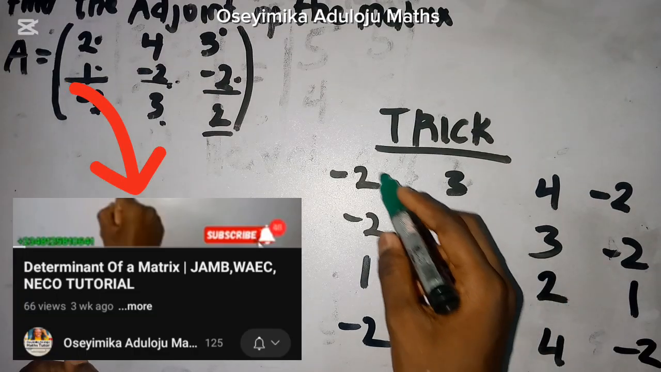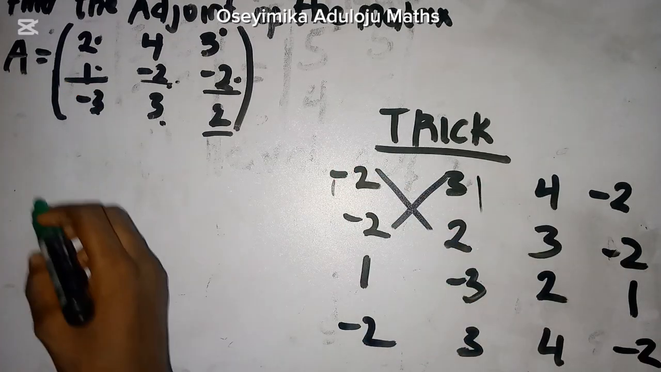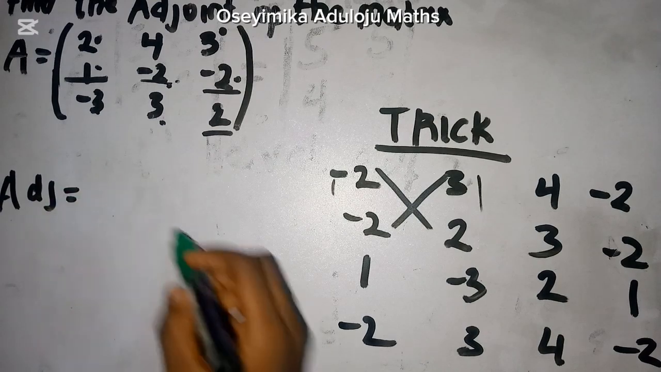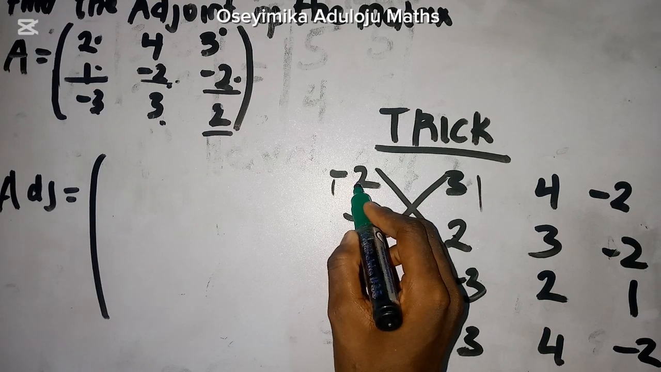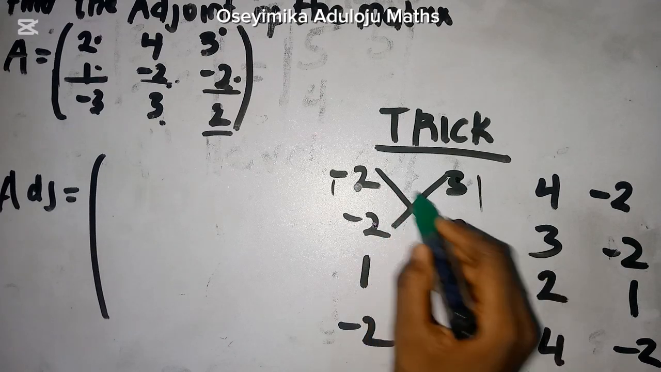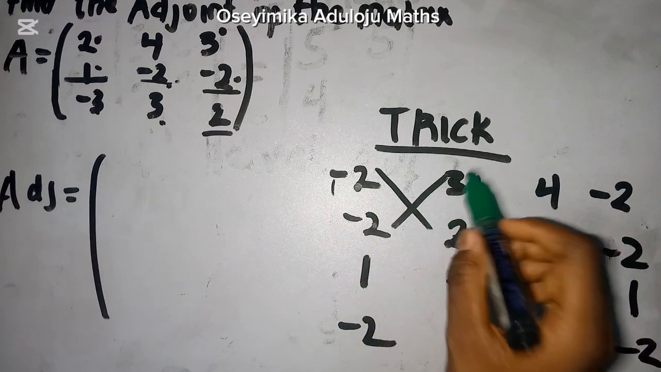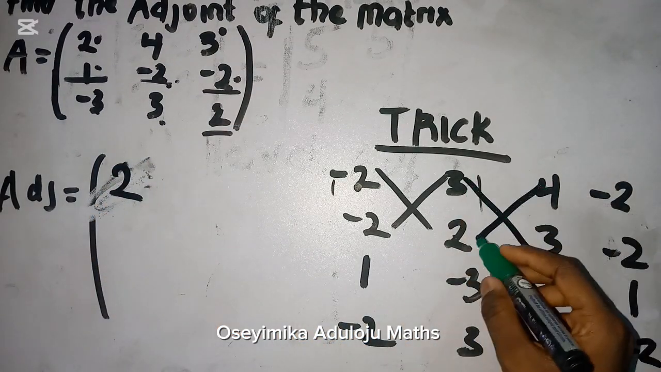So the next thing we're going to do is to find the determinant of this side. So our adjoint will now be equal to, when we find the determinant of this, that is 2 multiplied by minus 2. We multiply the principal diagonal, minus 3 multiplied by minus 2. So minus 4 minus 6, that is minus 4 plus 6. That is 2.